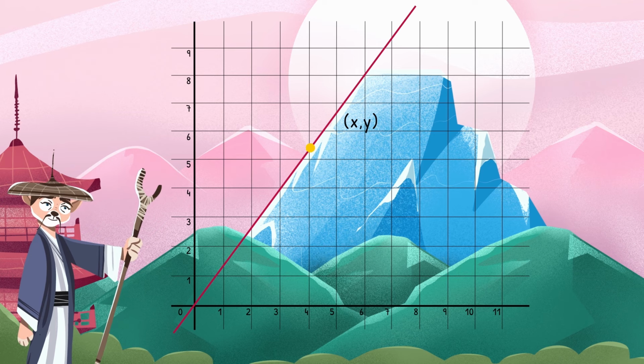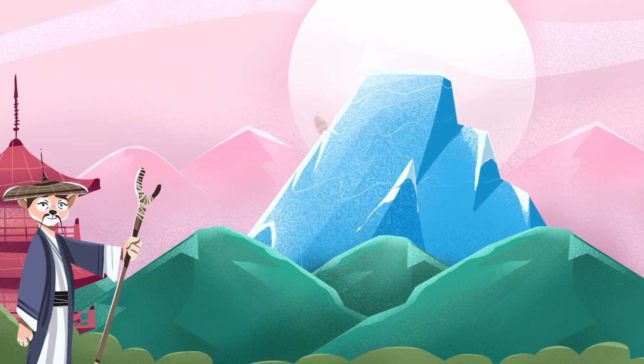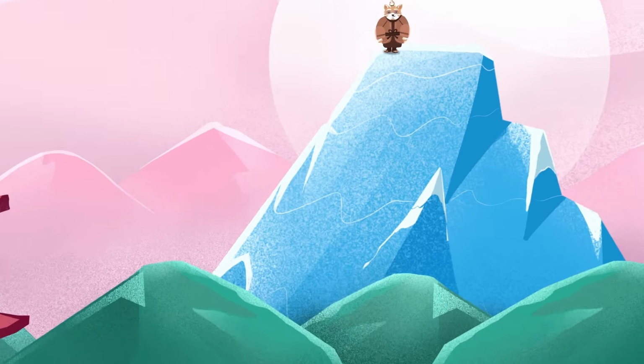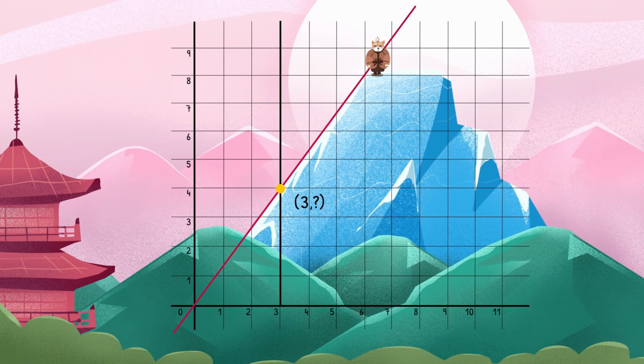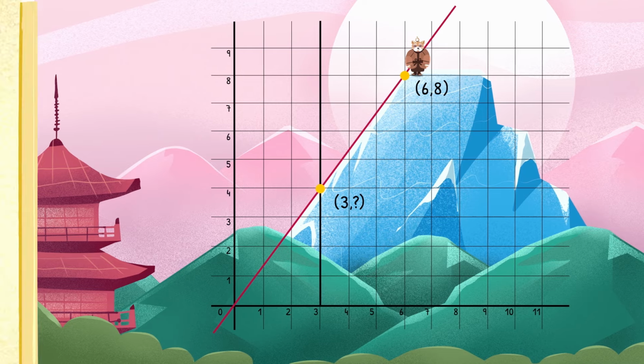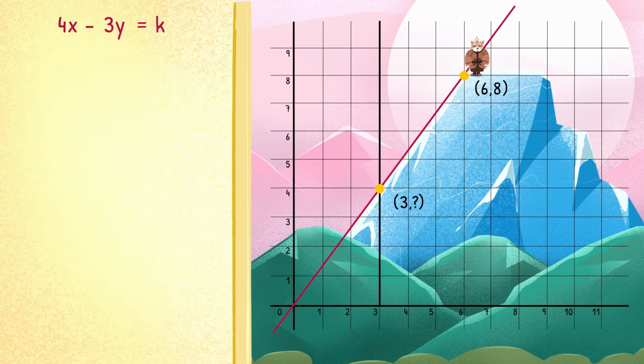Shifu knows that the x-coordinate of the academy is equal to 3, but cannot remember the y-coordinate. And so he sends Oogway up the mountain to collect some data. Oogway climbs to the top of the mountain, where the coordinates of his location are (6, 8). These coordinates must satisfy the equation of the line representing the edge of the mountain. If we feed this ordered pair into the equation, we can find the value of k.